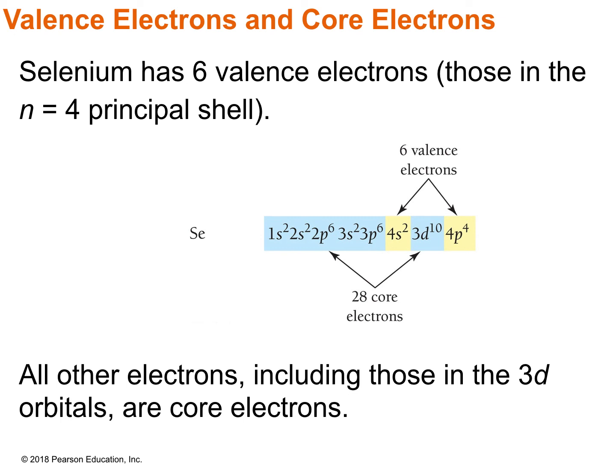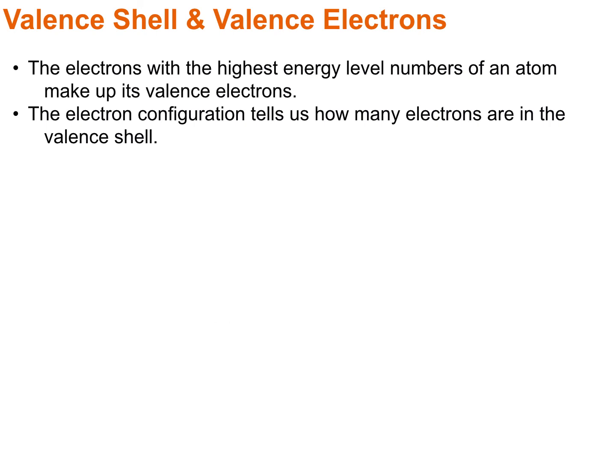So it's a little bit counterintuitive, but when we look at valence electrons, we only look at the electrons that are in the highest principal quantum number. So all other electrons, including those in the 3d orbitals, are core electrons. The electrons with the highest energy level numbers of an atom make up its valence, and the electron configuration tells us how many electrons are in the valence shell.